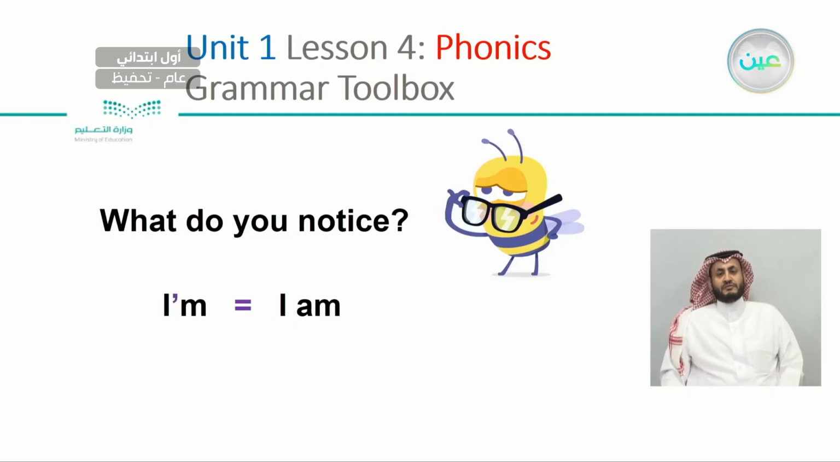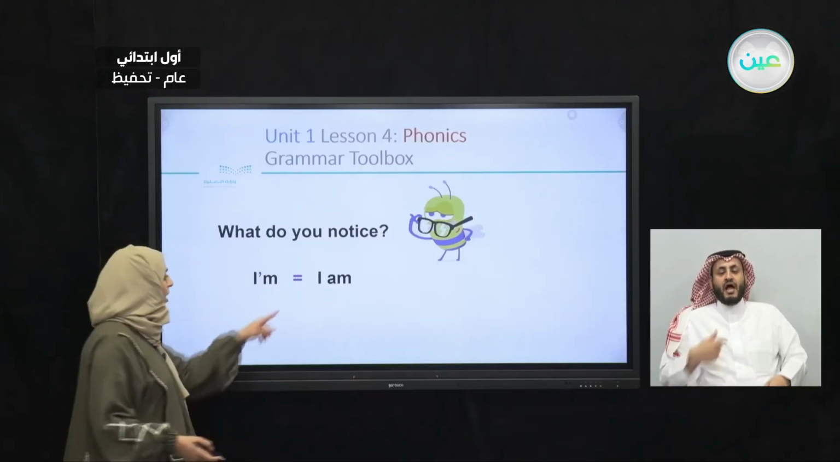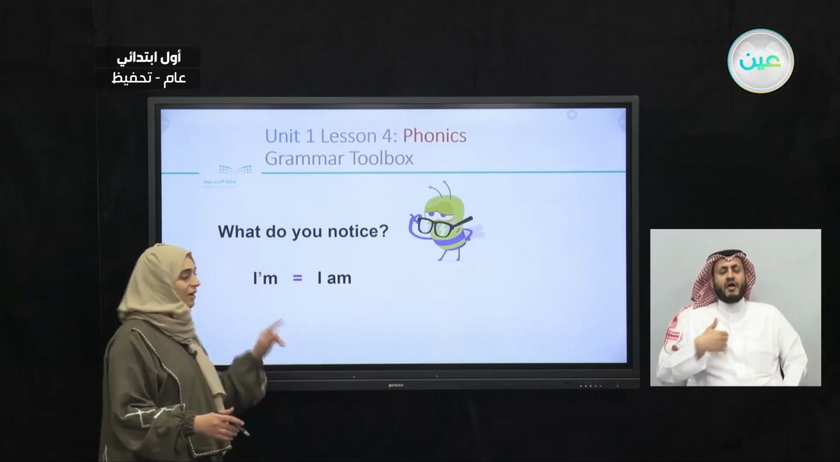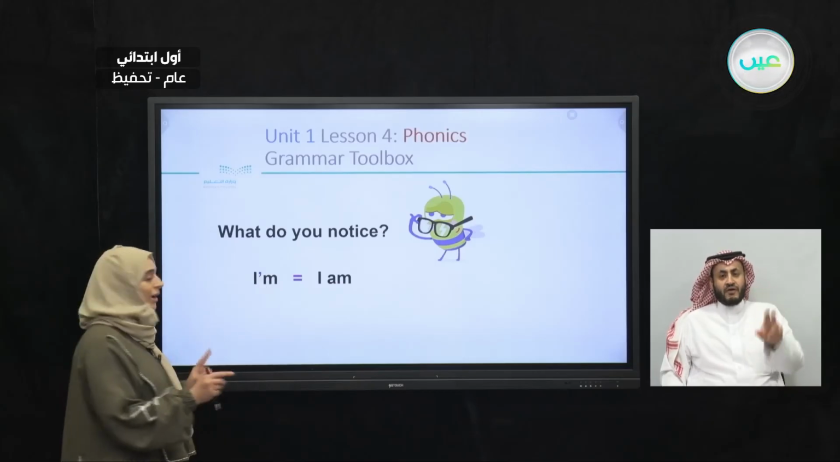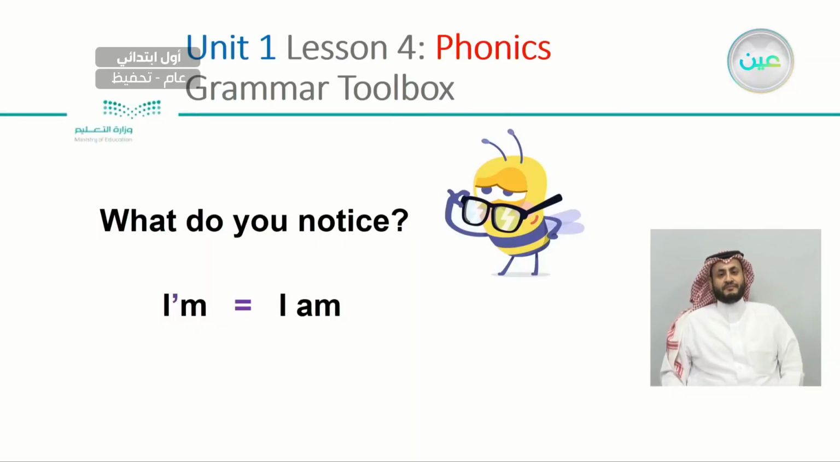We use this one a lot. Okay? You can say, I am happy. I am very happy today. I am. You can also say, I'm. Both are correct. But if you're going to use I'm, you need to use this one over here. Okay? What is it called again? Apostrophe. Okay?